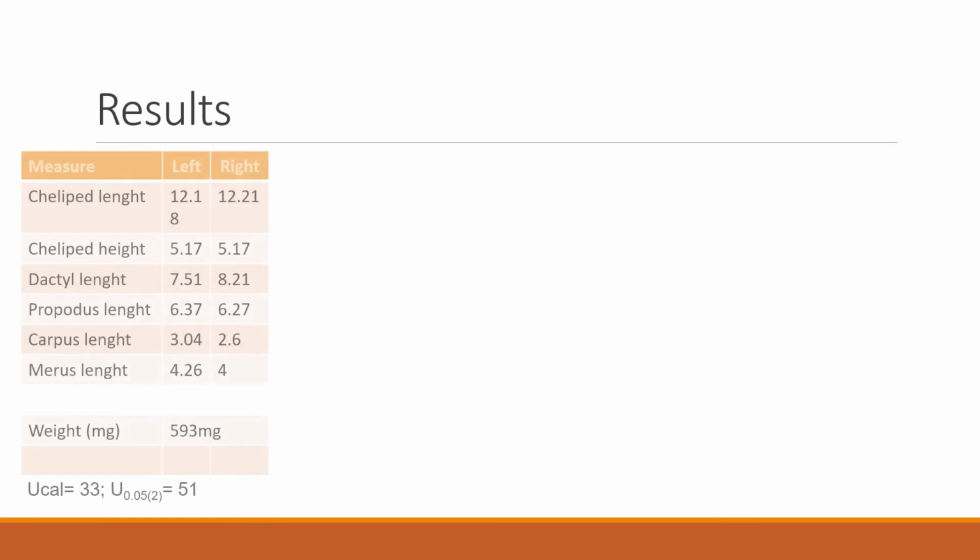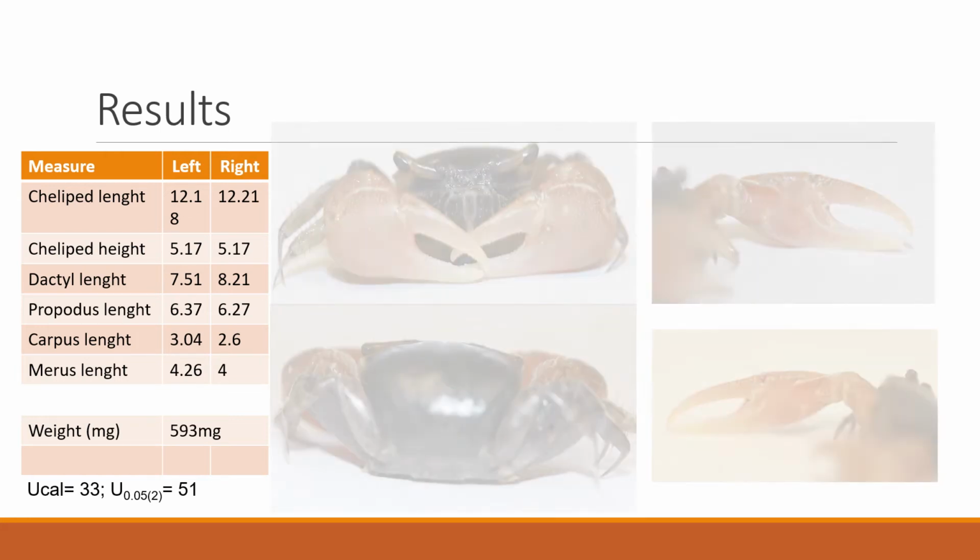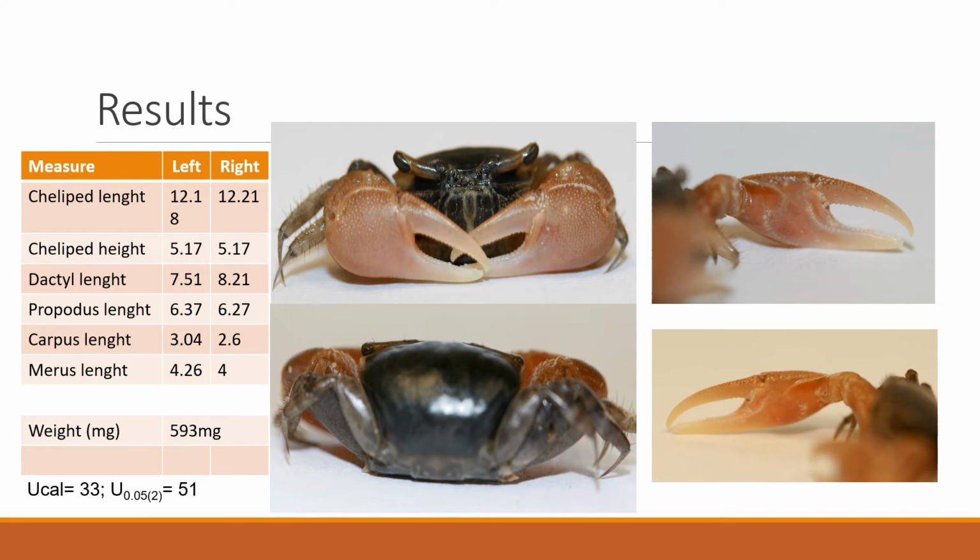As results, Uca rapax with bilateral hypertrophy collected in the previously mentioned area is considered the first registered in Mexico with this condition. We didn't find any significant difference between the measures we made, so this confirmed that the chelipeds are subequal, like we can see in these pictures.